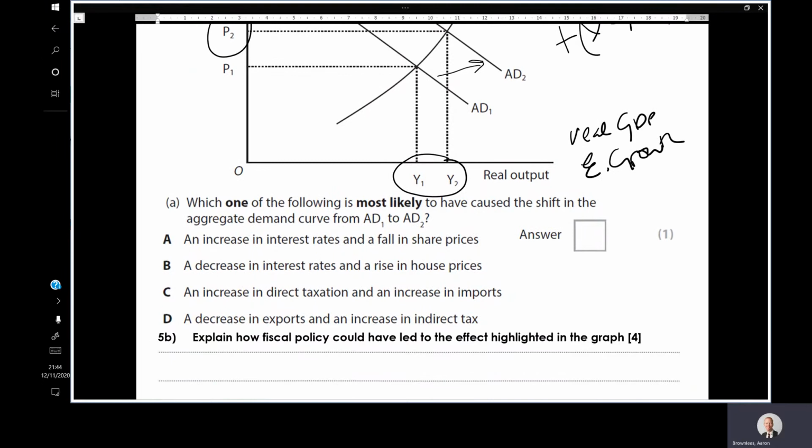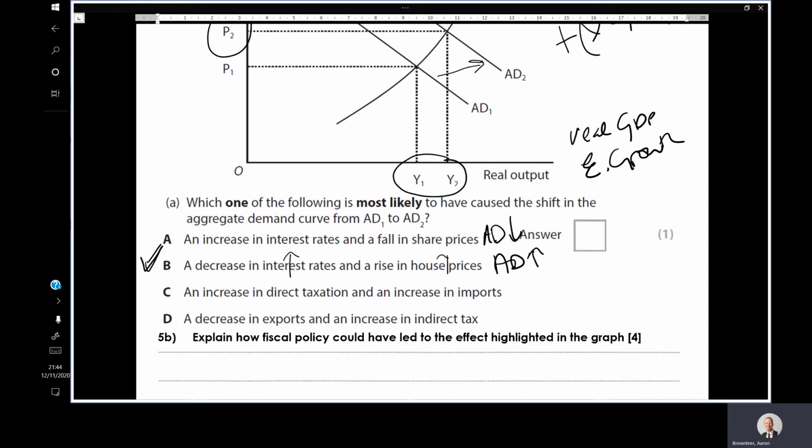Increase in interest rates and a fall in share prices. Well, an increase in interest rates would increase savings, and a fall in share prices would reduce wealth, so that would reduce aggregate demand. Decrease in interest rates and an increase in house prices, well, that would increase wealth, and that would increase borrowing, so aggregate demand would increase. That one is the correct answer, B, but let's look at why the next two are incorrect.